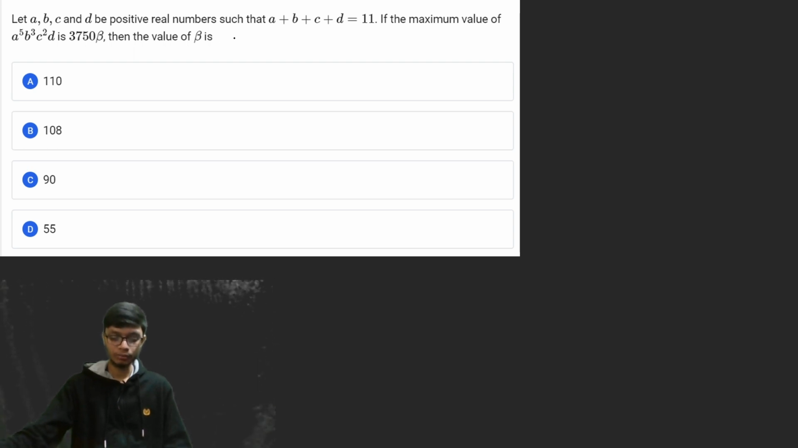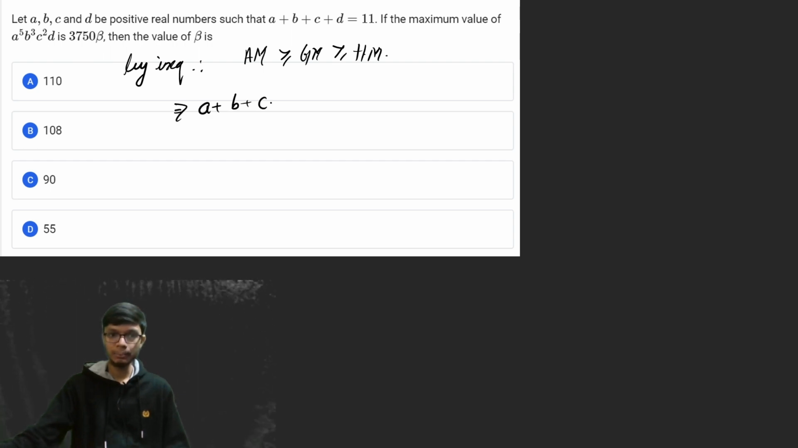It is also a problem which needs comparison using an inequality, that is the AM-GM inequality. If you know the inequality, it says that AM is greater than or equal to GM, with equality when the numbers are equal, and GM is greater than or equal to HM, the harmonic mean of these numbers. In the question it is given that A plus B plus C plus D is equal to 11. Now I have to look for the maximum value of this particular expression.